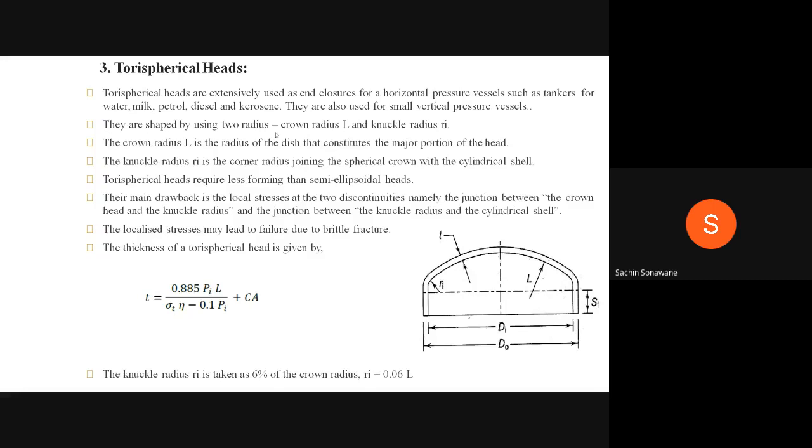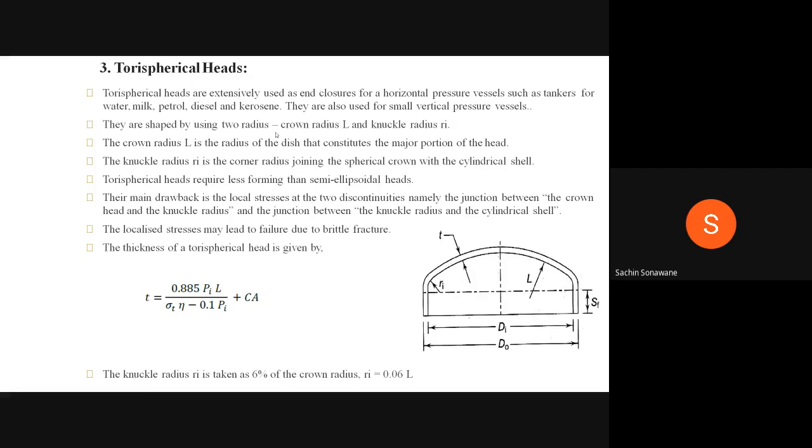Torus spherical heads require less forming than ellipsoidal heads. Their main drawback is the local stresses at the two discontinuities, namely the junction between the crown head and the knuckle radius, and the junction between the knuckle radius and the cylindrical shell. The localized stresses may lead to failure due to brittle fracture.